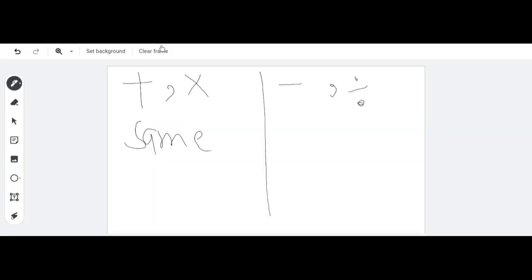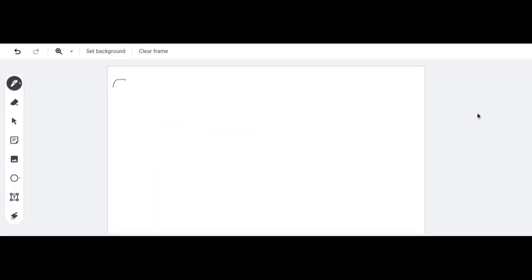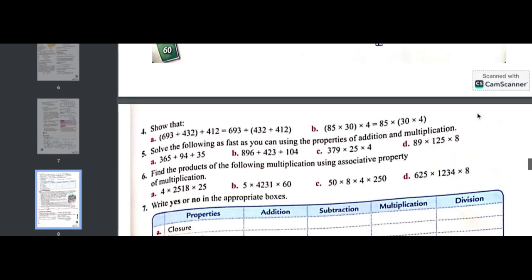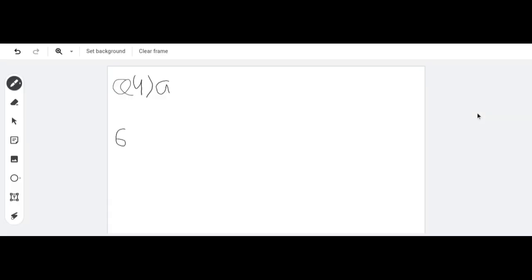Can you help me to write the numbers? Okay, question number 4, A part. 693 plus 432 plus 412. Can you just tell me the numbers without the place value? So the bracket is between how many numbers?